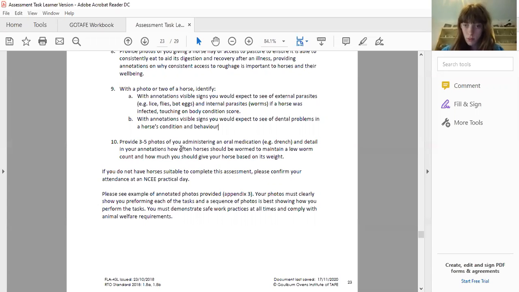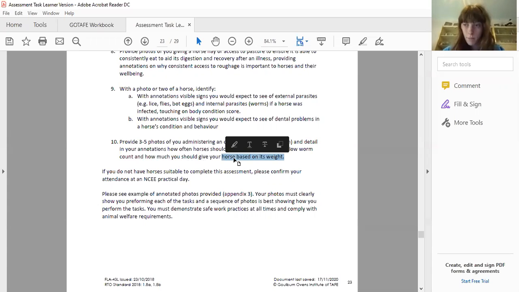So generally we look at doing that seasonally with worming them, but if we carry out a fecal egg count test and find that they haven't got a heavy worm burden, then we would choose to not worm them. But it's just saying how often should they generally be wormed to maintain that. And then based on your horse's weight, how much should you give your horse? So that one's completely up to you to determine what weight you want to use.